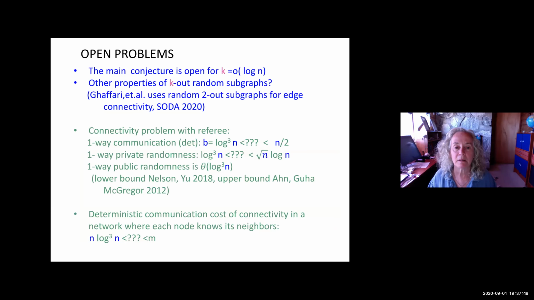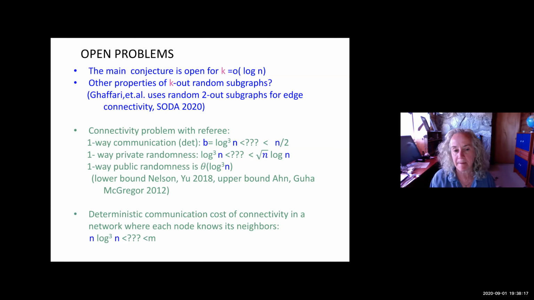All right, so that brings me to the open problems. The main conjecture is open for k which is little o of log n. Mikhail and Omer, Or and other people have been working on this. You may want to talk to them. And then we can ask about other properties of k-out random subgraphs. Ghaffari et al. use random 2-out subgraphs for edge connectivity in a SODA 2020 paper.